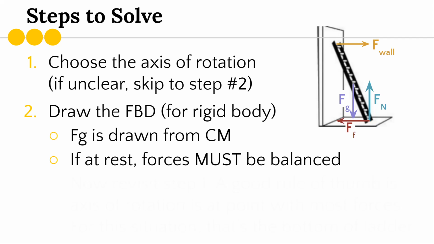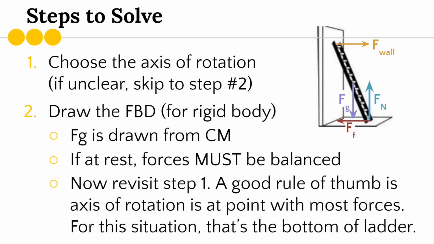Okay, so now we can revisit step 1, now that we've drawn all these forces. If you're not sure where your pivot point is, a good rule of thumb is that your axis of rotation is at the point with the most forces. So we're going to say our axis of rotation is down here at the ground, at the bottom of the ladder, because I have 2 different forces drawn from this point. That's going to make my analysis a lot easier if I choose that as my axis of rotation.